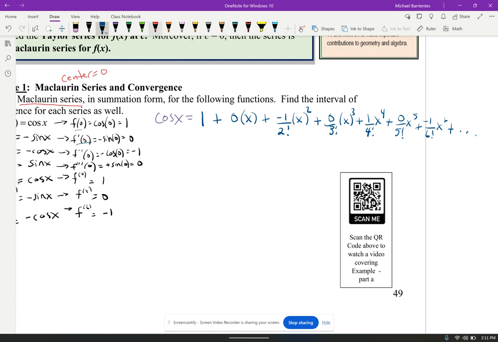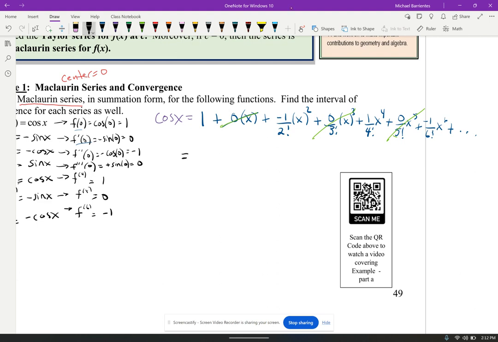Well, exactly what we had predicted here. 0 times x is 0, so this whole thing goes away. The x to the third term goes away. The x to the fifth term goes away, and I'm starting to see a pattern. It looks like every odd-powered term will zero out because the derivative is 0. So then what am I left with?